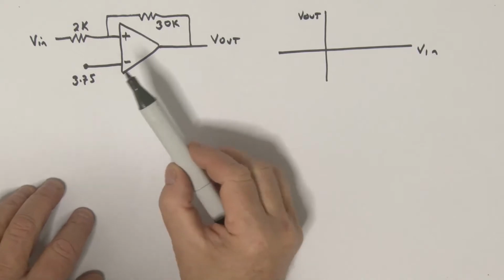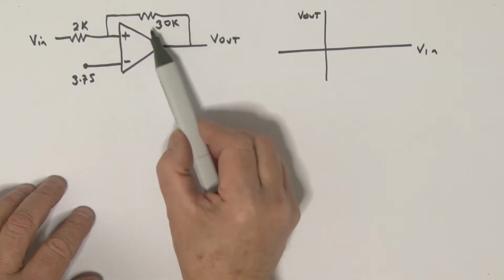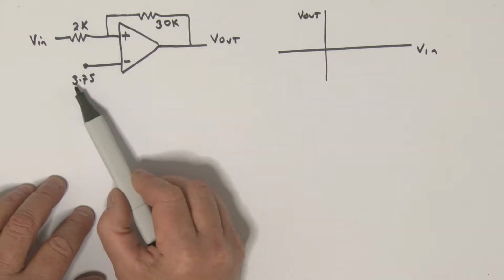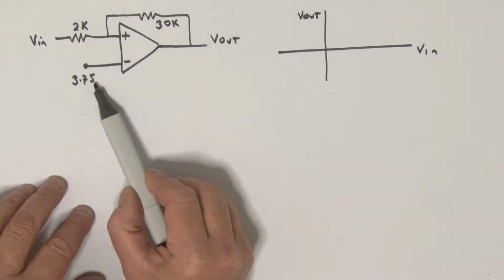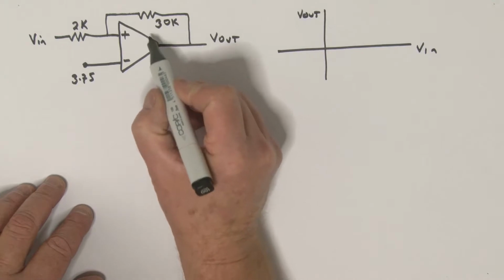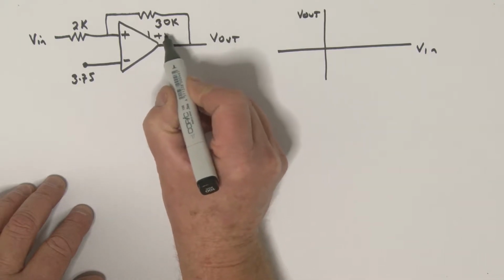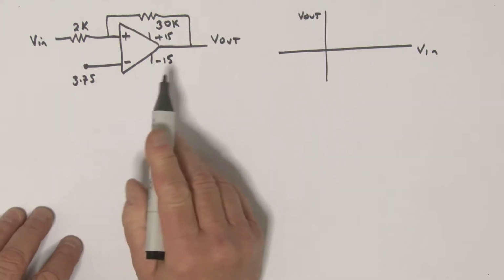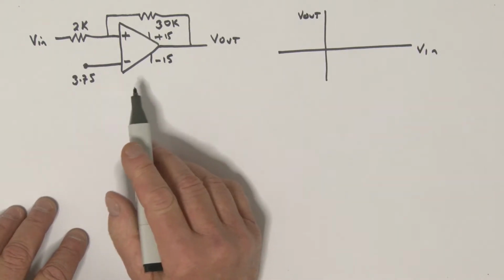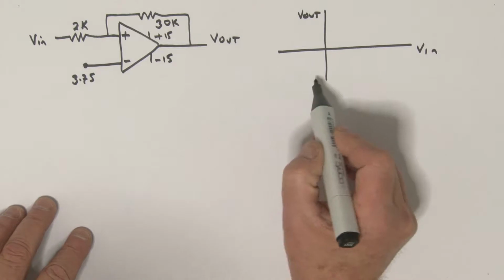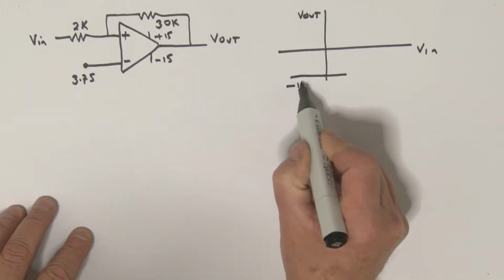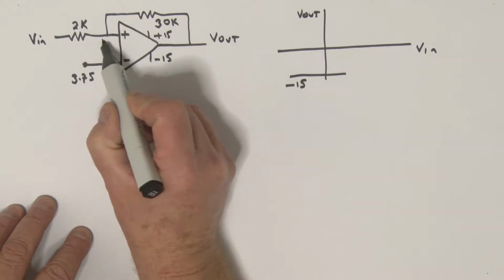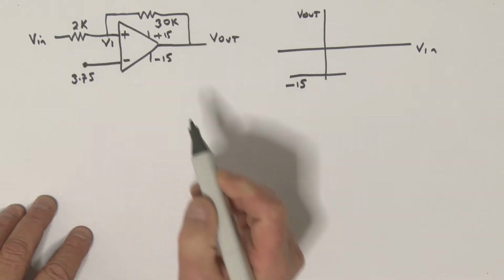Let's have a look at an example here. I've specified R2 to be 30K and R1 is 2K, and I've got a reference voltage sitting here of 3.75. We've got power supplies to the op amp of plus 15 and minus 15. We're going to assume as a starting point that this output is sitting, and I'll draw it over here, at minus 15 volts. We're going to call this voltage, as before, V1.